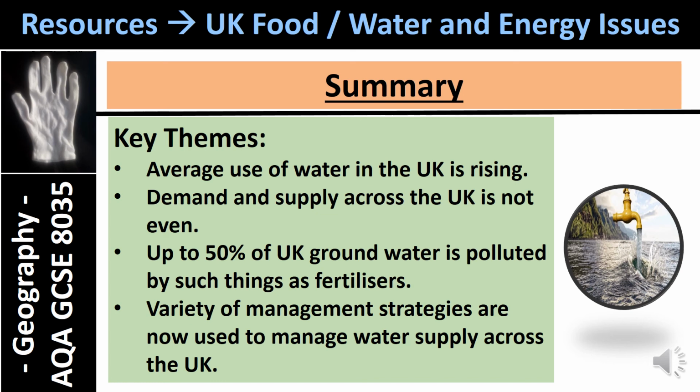There is a variety of management strategies now used across the UK to manage water supply and help manage these problems. However, some are quite expensive and some are not always effective. These can include improvement of drainage systems to slow down the movement of rainwater and river water, allowing the pollutants to break down further before then being used as water supply.